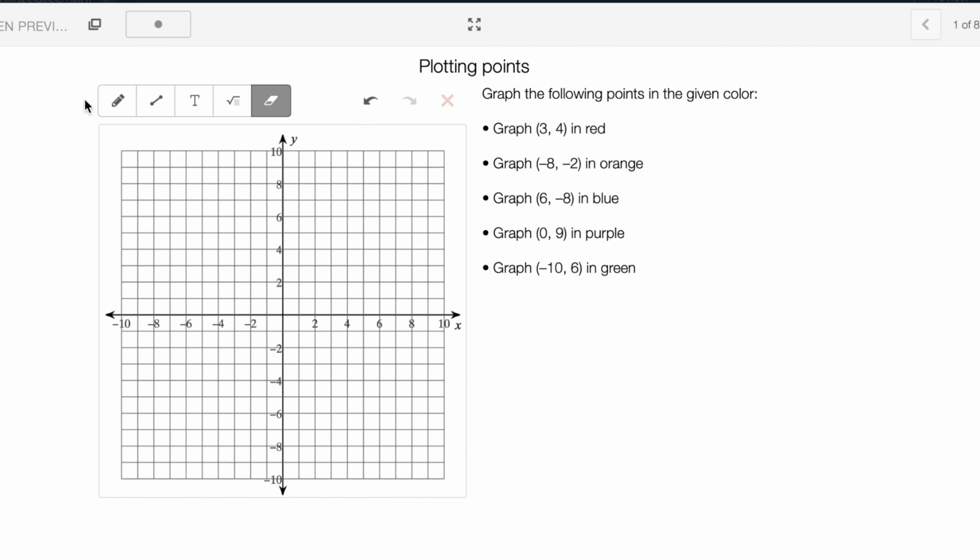Later on, we are going to be adding straight lines with graphing, which is using this tool. However, for right now, just use the sketch tool because we're only plotting points.